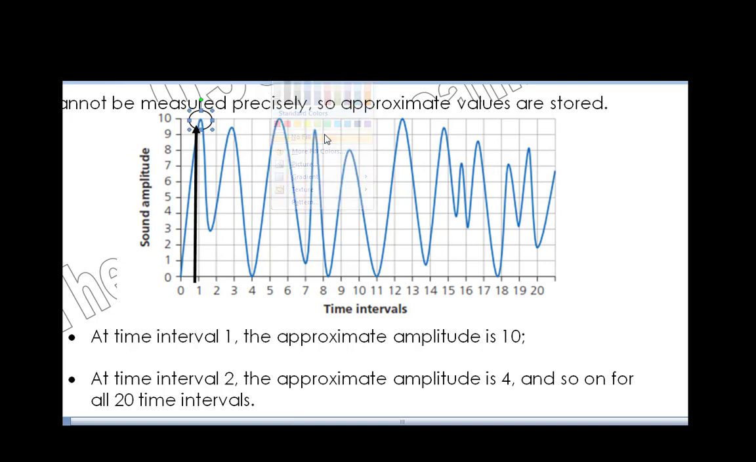Let me make my shape transparent. So you can see the time interval is 1 and it goes to 10, which is its peak point. So we can say the approximate amplitude is 10. Now for time interval number 2, let's see what would be the possibility.